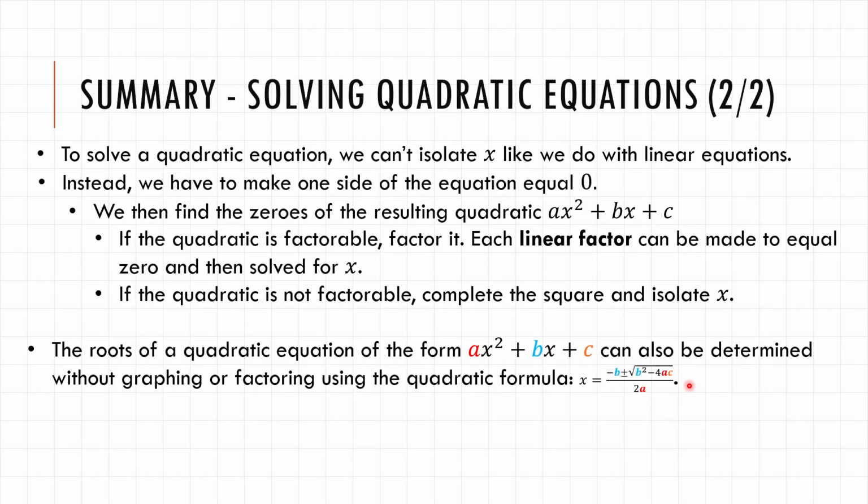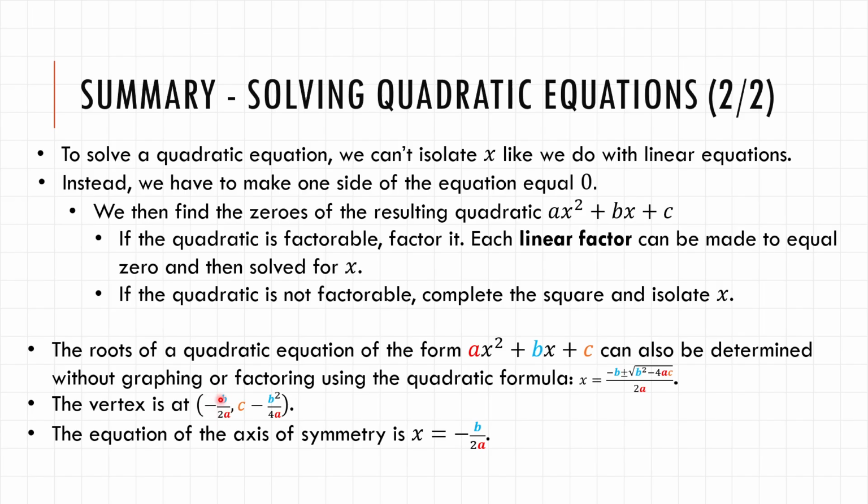The vertex of any quadratic in standard form is also easily calculated with a simple negative b over 2a being the x value, and c minus b squared over 4a being the k value, which is the maximum or the minimum. The axis of symmetry, of course, is x equals whatever the x value of the vertex is, so x equals negative b over 2a.